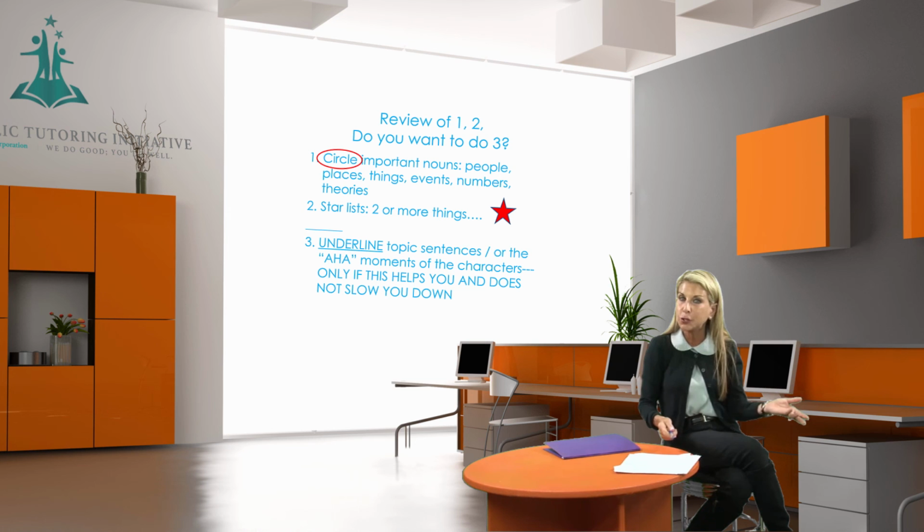Half my students like to do number 3, and the others do not. So this is up to you. Number 3 is underlining important sentences. It's really easy. For passages 2, 3, and 4, it's probably going to be the first sentence of every paragraph, because that's the way you're supposed to write. So you would probably read the first sentence, and remember I told you to pay real close attention to that first sentence, and underline it.